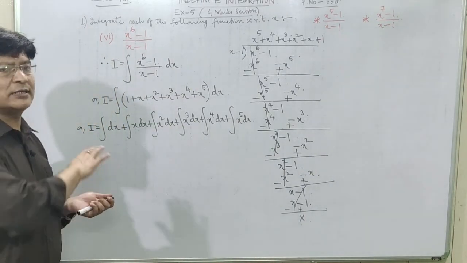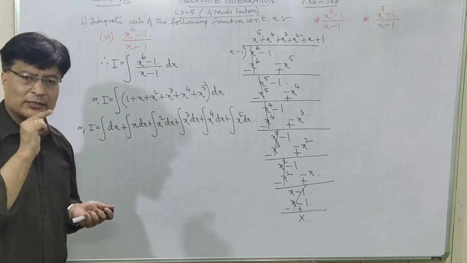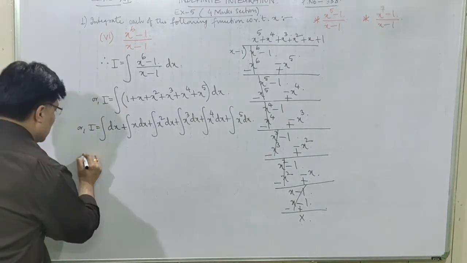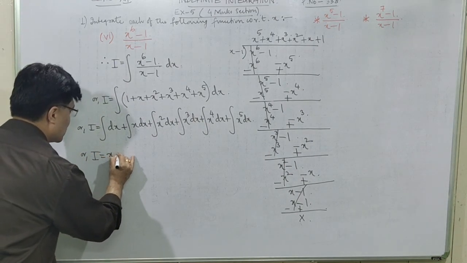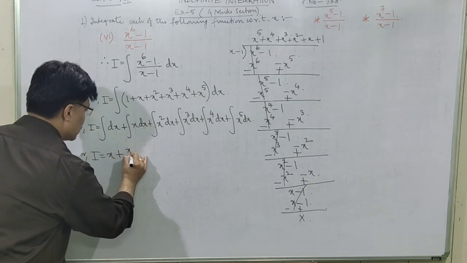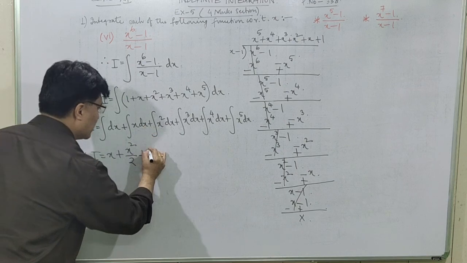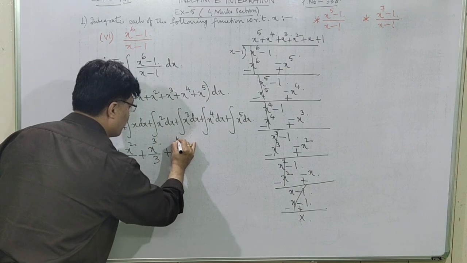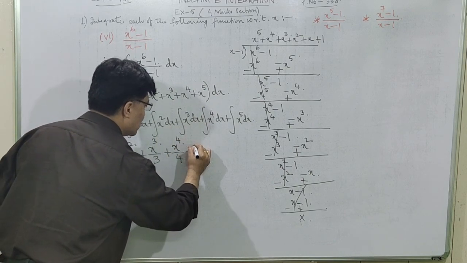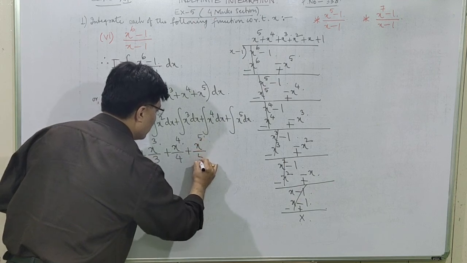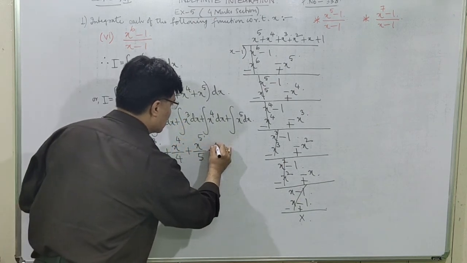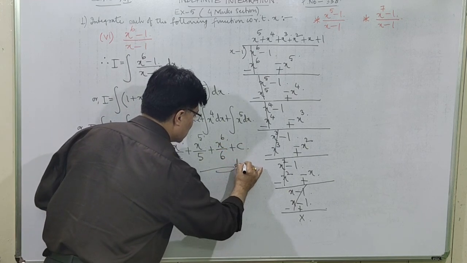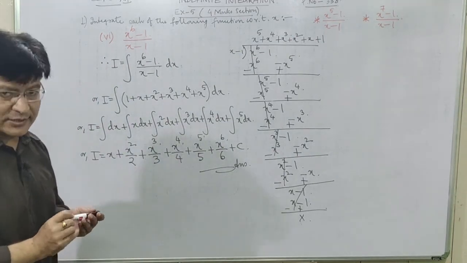So now let us integrate it. It is just like x to the power n form. What is the integration of x to the power n? It is x to the power n plus 1 divided by n plus 1, right? But what is integral sign dx? It is x only, plus what is integration of x? x square by 2 plus what is integration of x square? x cube by 3 plus what is integration of x cube? x to the power 4 by 4 plus what is integration of x to the power 4? x to the power 5 by 5 plus what is integration of x to the power 5? x to the power 6 by 6. Then you have to write plus c. So this is the final answer.